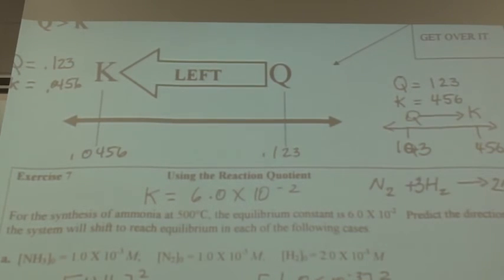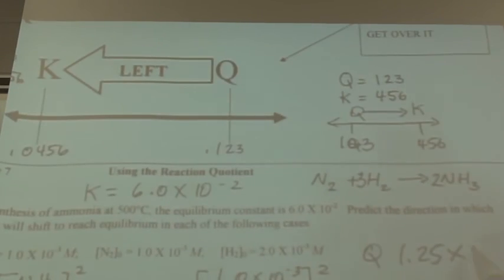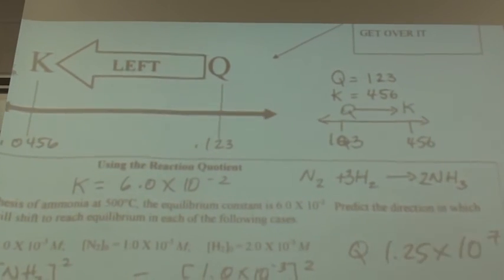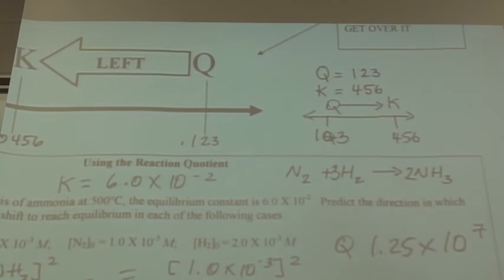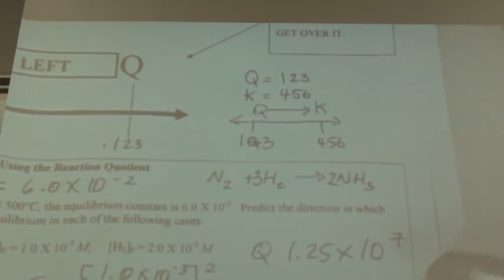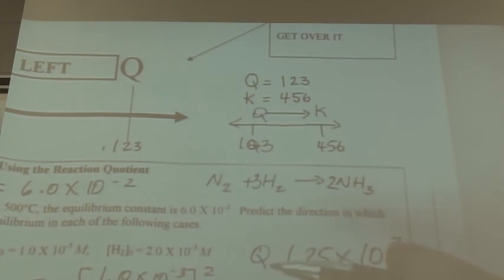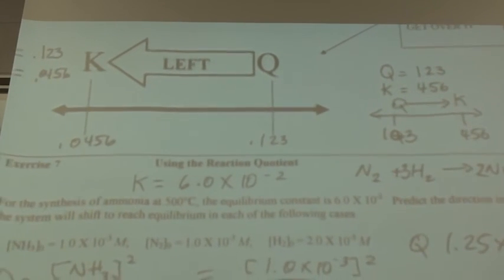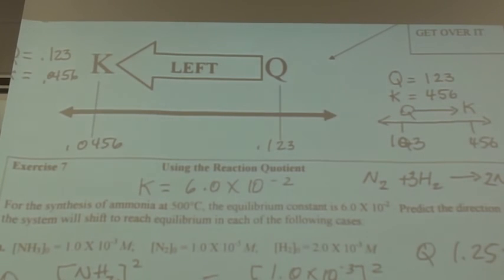I got a giant number. I got 12,500,000. Yeah, I got Q equal to 1.25 times 10 to the 7. Okay, now on a number line, that's going to be huge. Here is K, which is 6.0 times 10 to the negative 2. I do not have enough paper to put this to scale, but Q is in the next building. It has to shift left. It's not even close to being at equilibrium, correct? Correct.